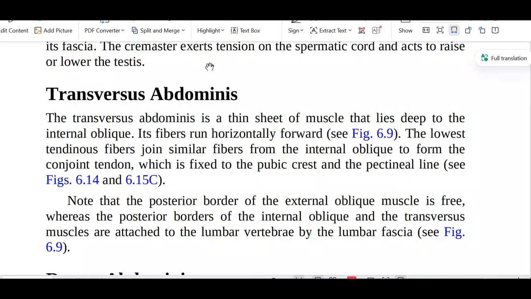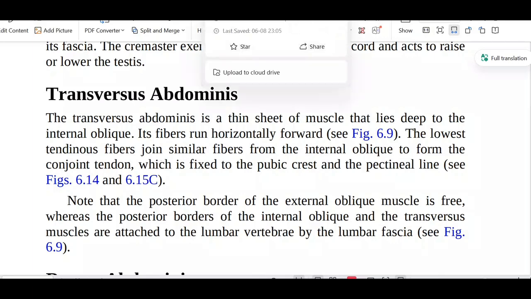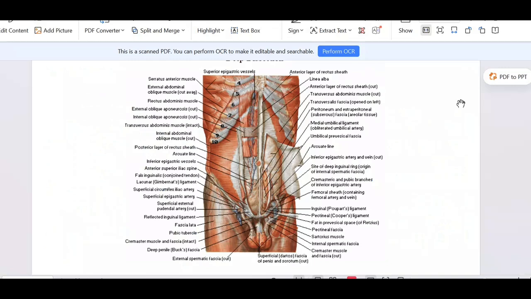So the transversus abdominis is again a thin sheet of muscle like that of external and internal oblique, and it lies deep to the internal oblique, and its fibers run horizontally forward. Now that is again the key difference between the external oblique, internal oblique and the transversus abdominis muscle fibers. As you can see, here the transversus abdominis muscle is intact and the other two muscles are cut. Now you can see the fibers of the transversus abdominis muscle.